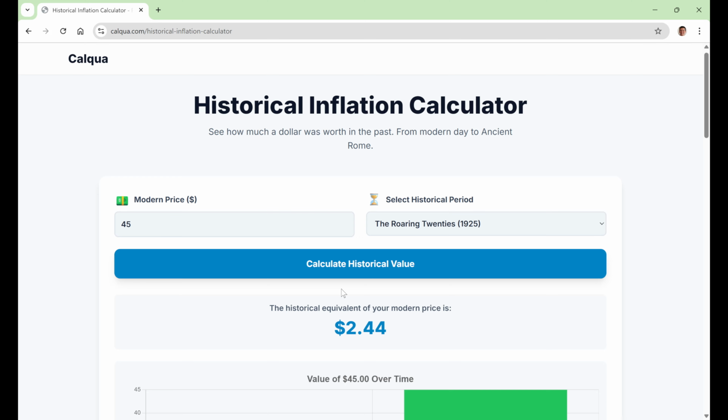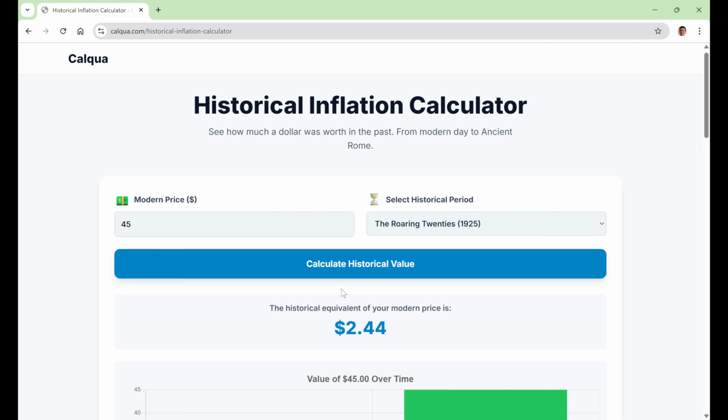To help us understand this profound shift in economic reality, we have created a unique tool called the Historical Inflation Calculator. This powerful and engaging tool allows you to take any modern price and instantly see its equivalent value in different historical eras. It's a bridge between the past and the present, translating economic concepts into tangible, relatable figures.